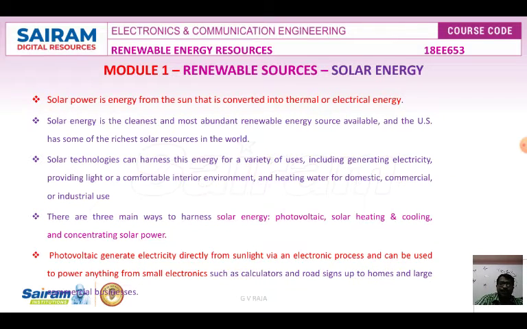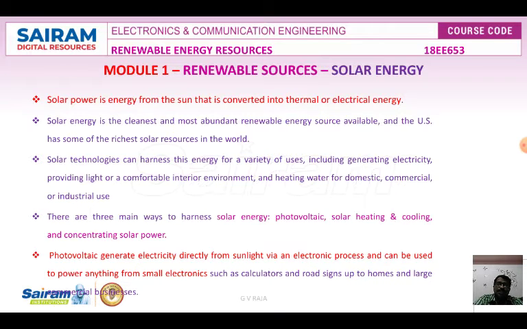Solar energy or solar power is the energy from the sun that is converted into thermal energy or electrical energy. Solar energy is the cleanest energy, no pollution, no noise, and the most abundant renewable energy source. That means we have that energy enormously. The United States has the richest solar resources in the world. Even in India, in Gujarat, there is a solar power plant, the biggest solar power plant in India.